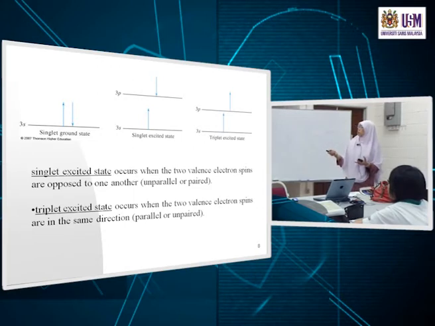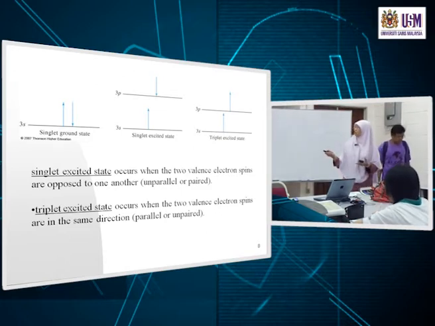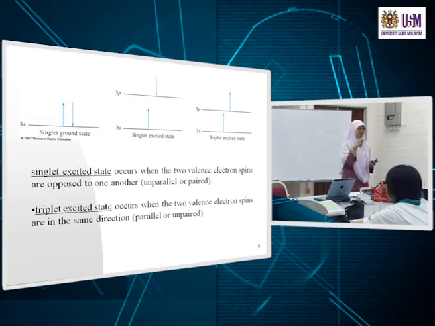That ground state is called a singlet state, where the electron spins are opposed to one another. So if you take this as plus and this is minus, when you add the two spins, it's zero. That's why you have a singlet state. So plus half, minus half, for example, is zero. Zero plus one, you get one. So that's why it's called a singlet ground state.